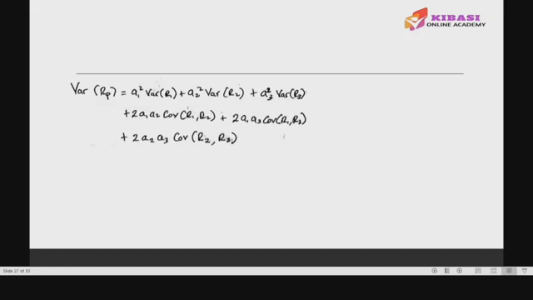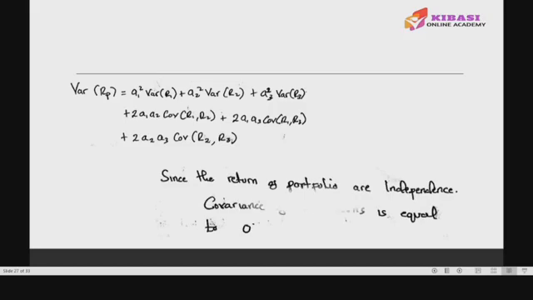After here we find variance ya return of portfolio ambayo itakuwa ni weight A square variance ya R1 plus A square variance ya R2 plus weight A square variance ya R3, plus 2a1 a2 covariance r1 r2 plus 2a1 a3 covariance r1 r3 plus 2 a2 a3 covariance r2 r3. But remember, since the returns of portfolio are independent, covariance of the return is equal to 0. So here this equation from 2a1 a2 up to 2a2 a3, because the covariance is 0 for both, it cancelled.